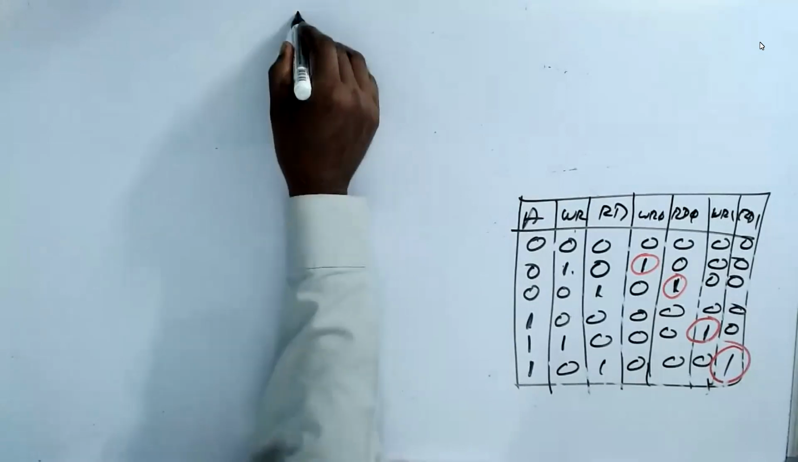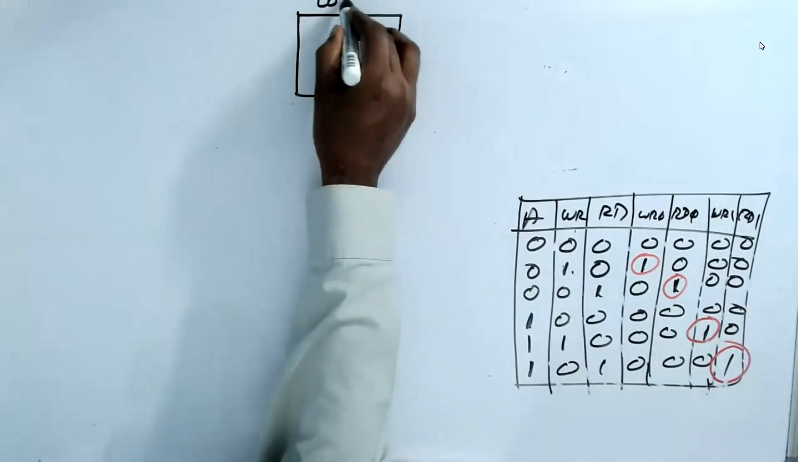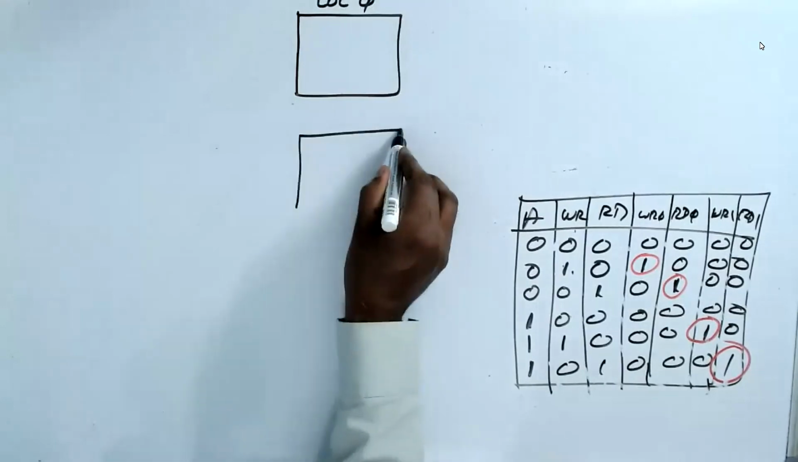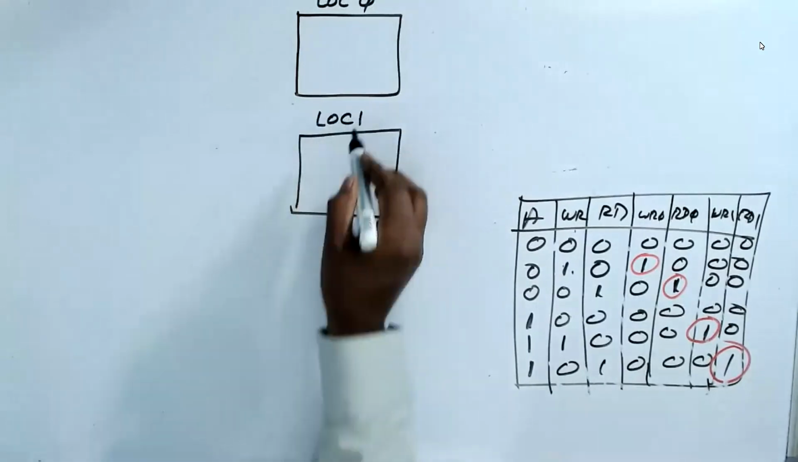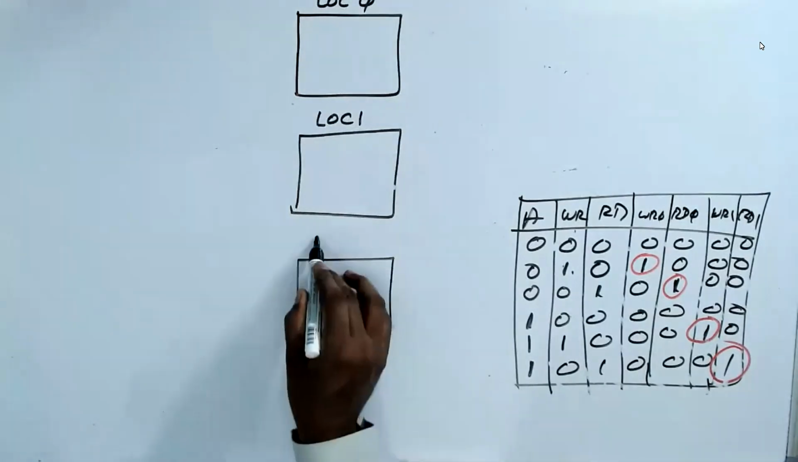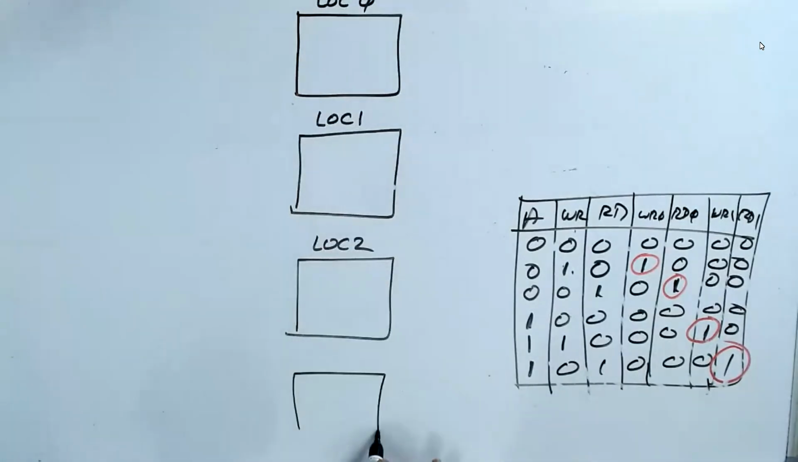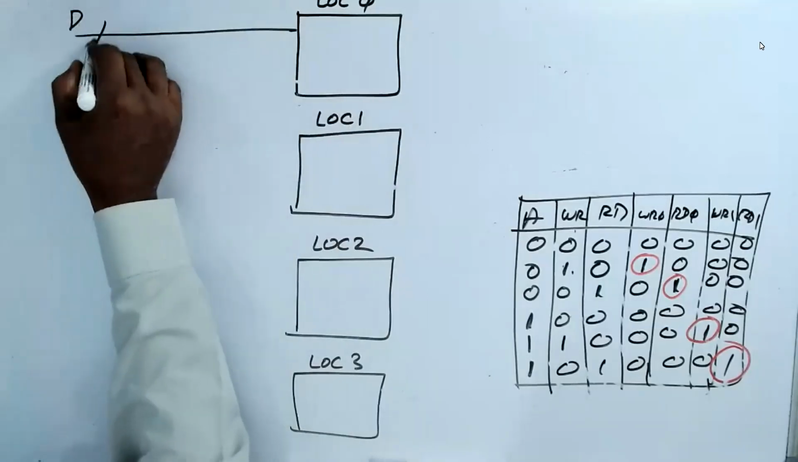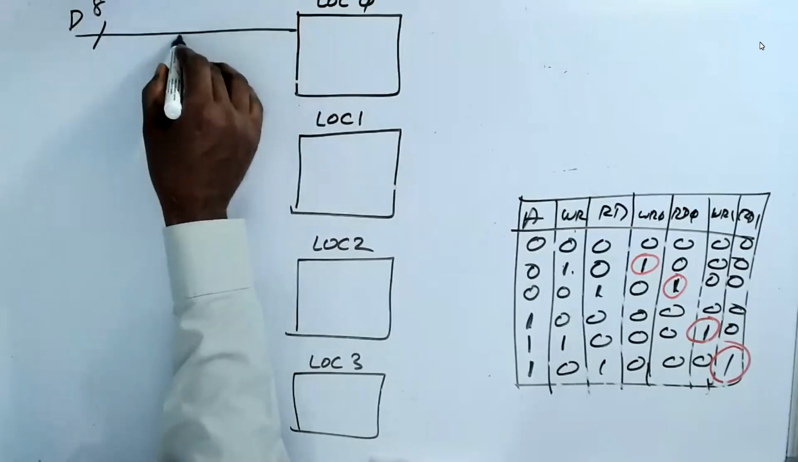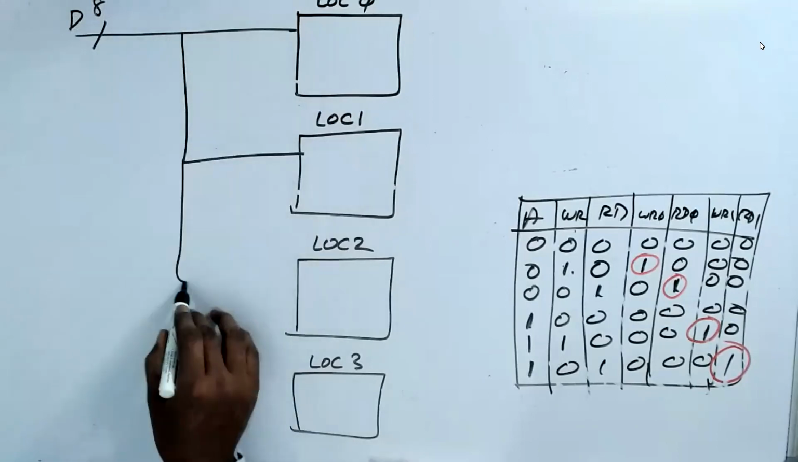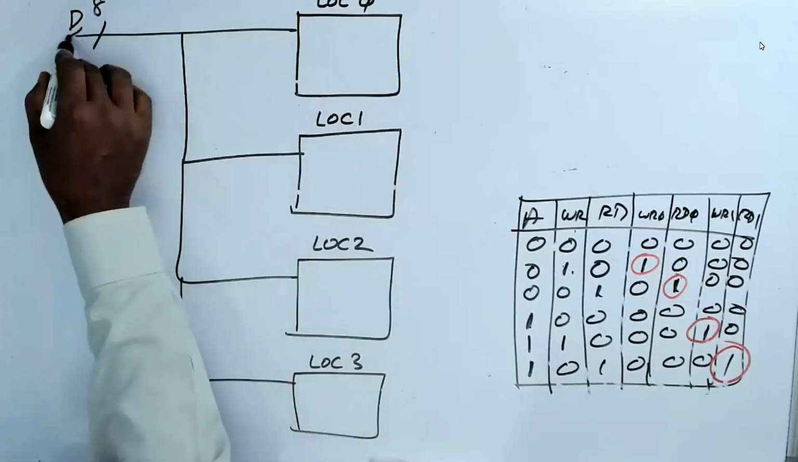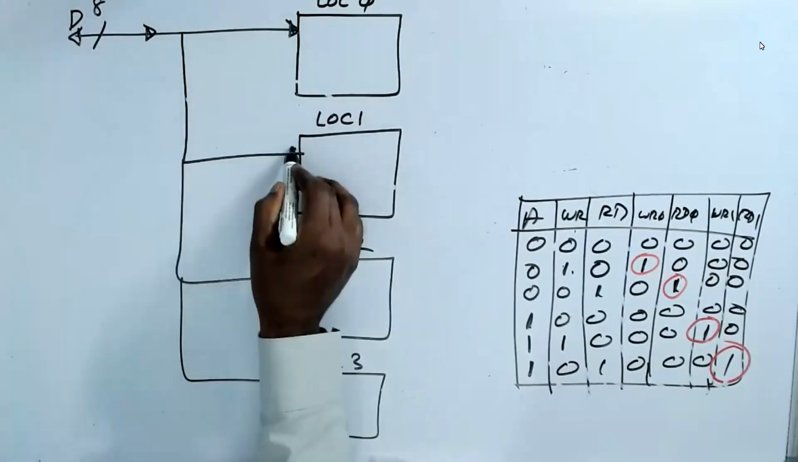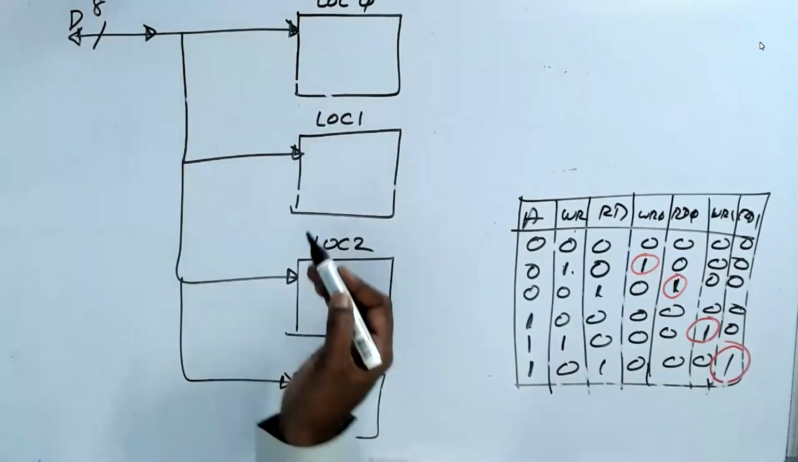Now what I'm doing is drawing 4-byte memory. Location 0, location 1, location 2, location 3. There are 4 locations. And there is a common data line D, 8 bits, that is going to everybody. So the data goes to everybody in common. This is an input output, this is bidirectional. I can read or write.